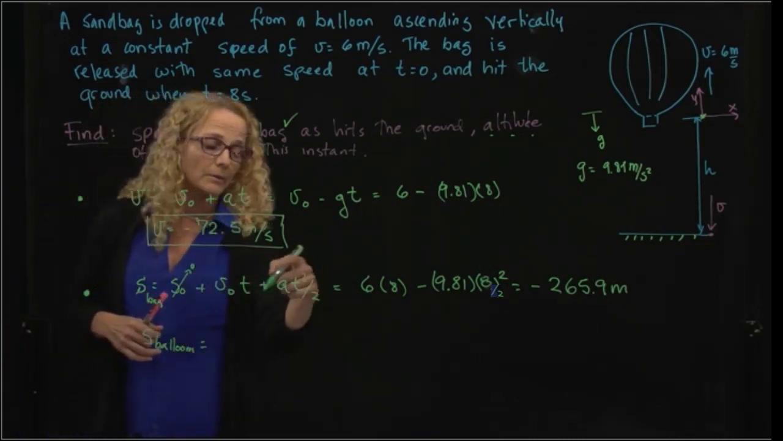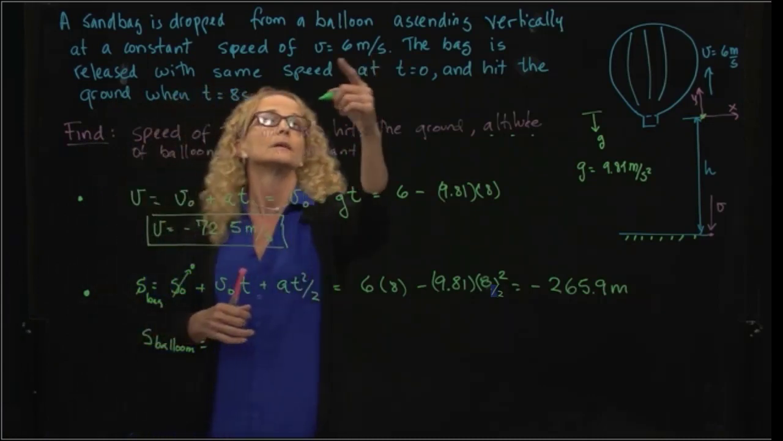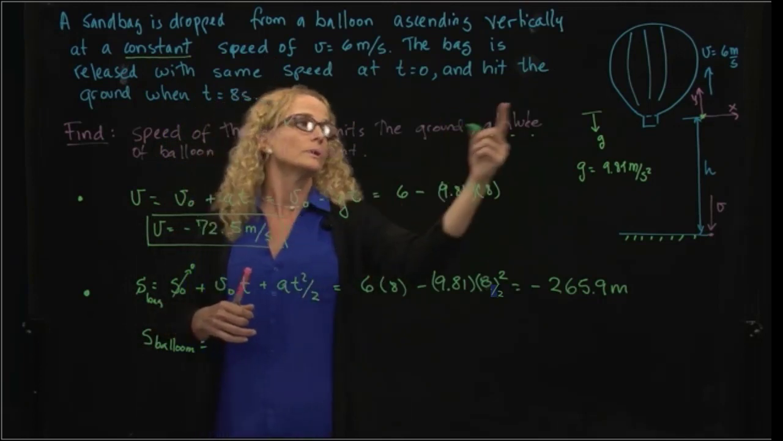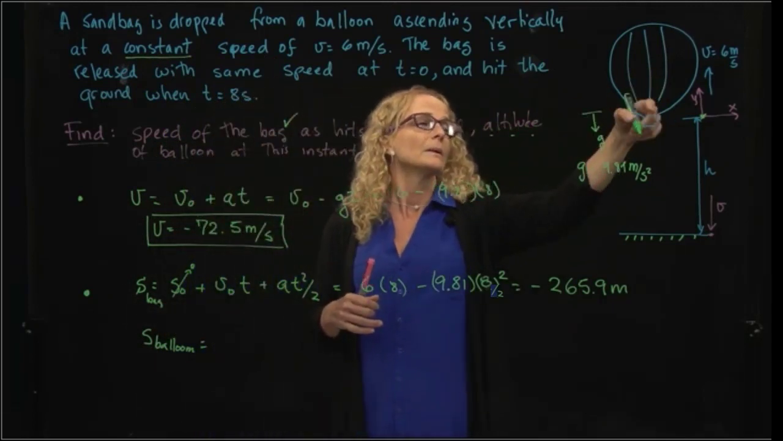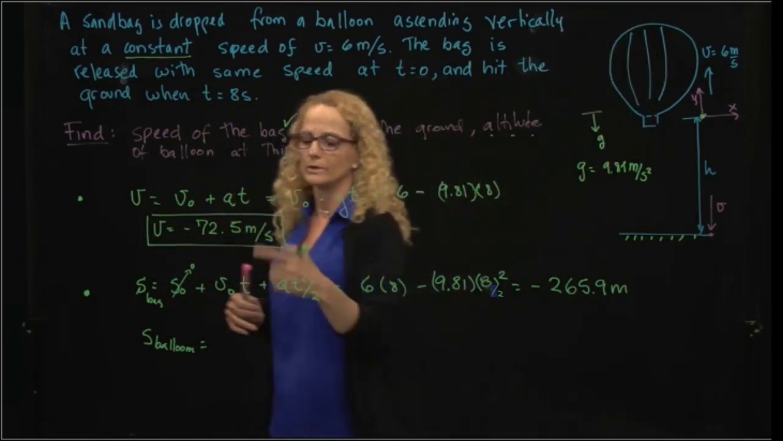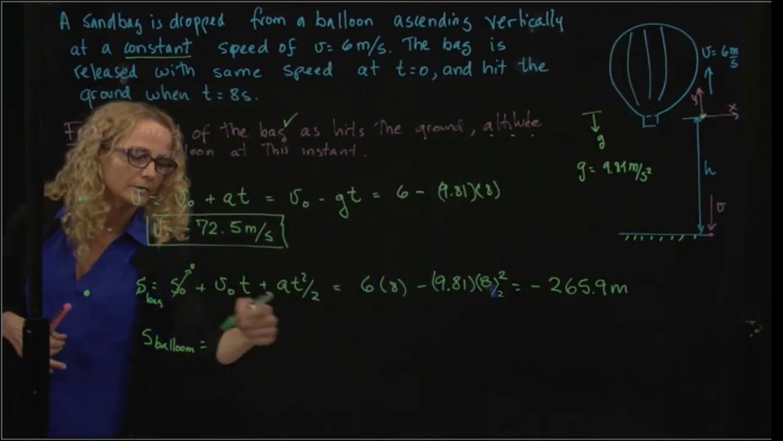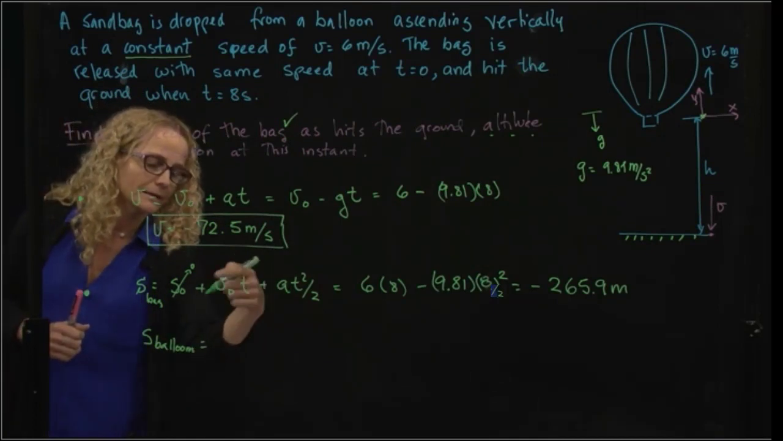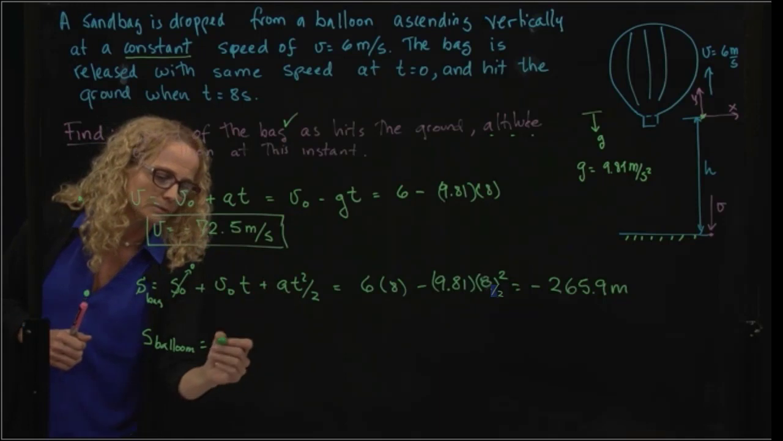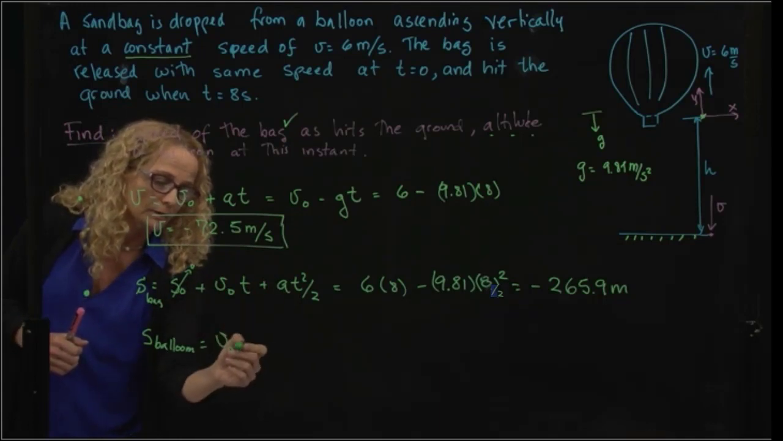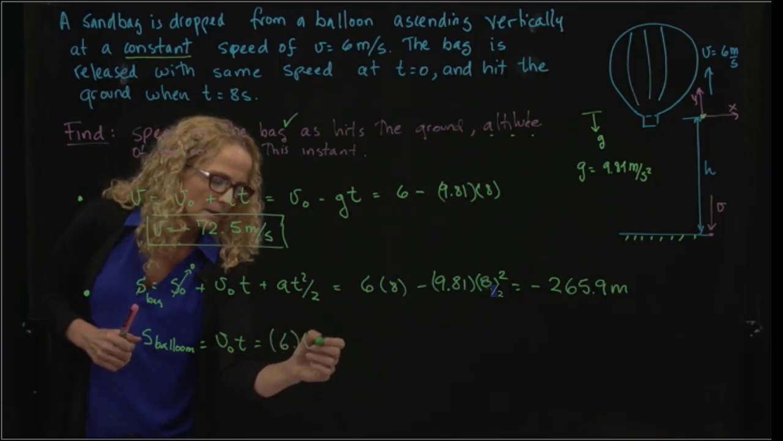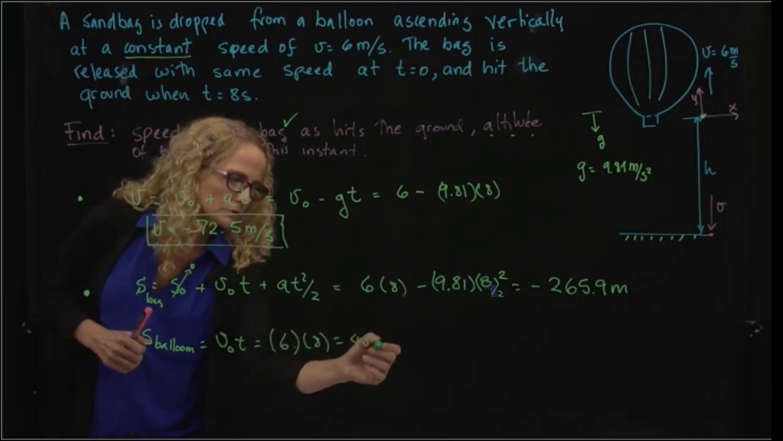For the balloon, we don't have an acceleration, because they tell us that this is a constant speed. So the balloon is not subjected to gravity, but to the gas that is pushing the balloon up. So it's a constant velocity. We have this expression, but now only this part of it, because the acceleration is equal to 0. So it will be the initial velocity times time, which is 6 times 8, which is 48 meters.